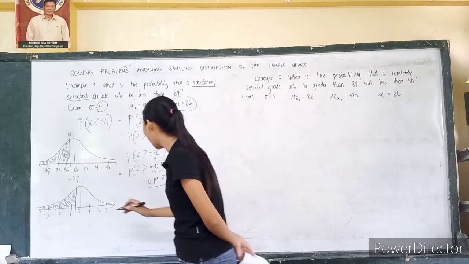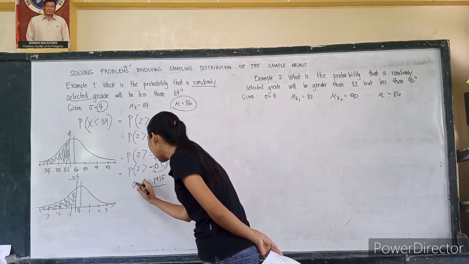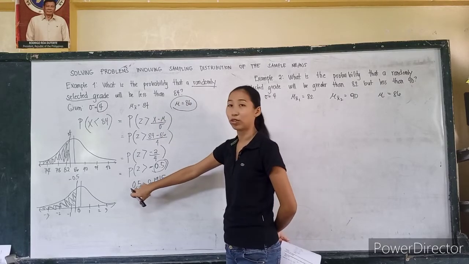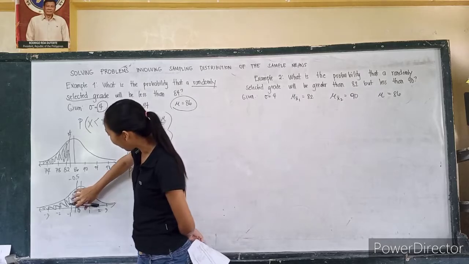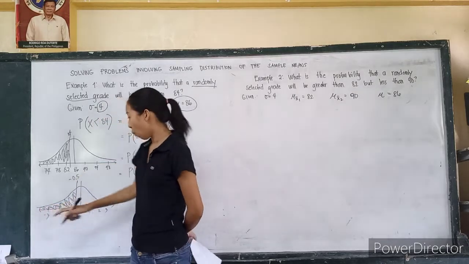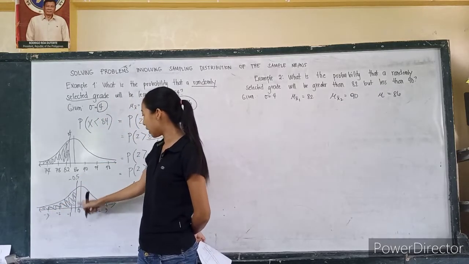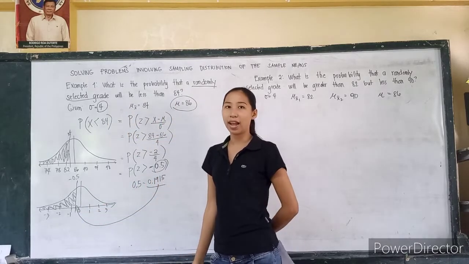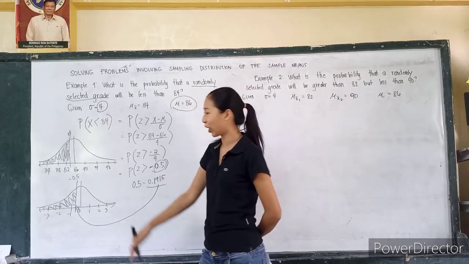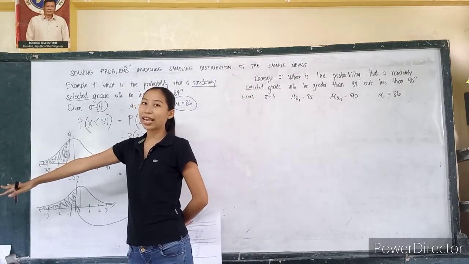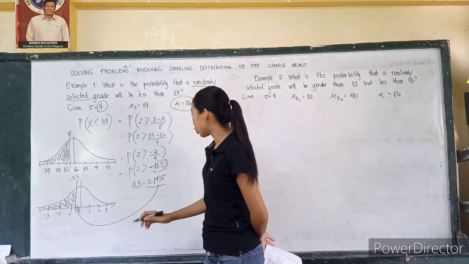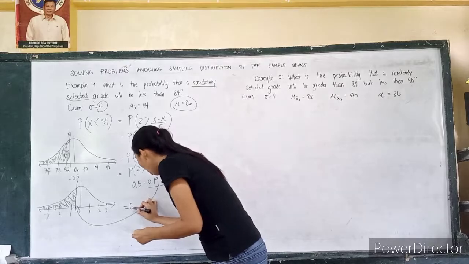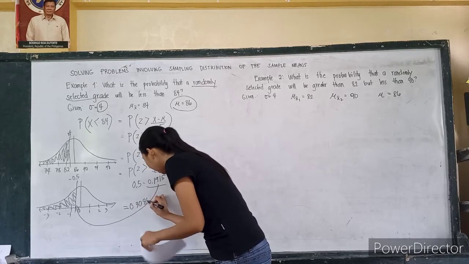Right? So what the module did is subtract 0.1915 from 0.5, so that we get only this area. The 0.1915 area is small and is not our target. Our target is the area below negative 0.5. So that is why we subtract. And the final answer to that is actually 0.3085.